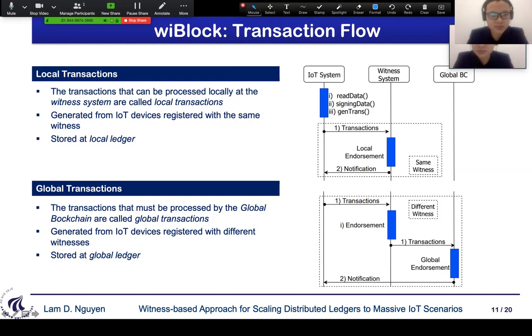Another transaction type is the global transaction. The global transaction is generated from devices registered with different witnesses, and the global transaction will be stored at the global ledger, and it must be processed at the global blockchain. So we can see the difference from the traditional blockchain. Here, this global transaction will be processed at the global blockchain.